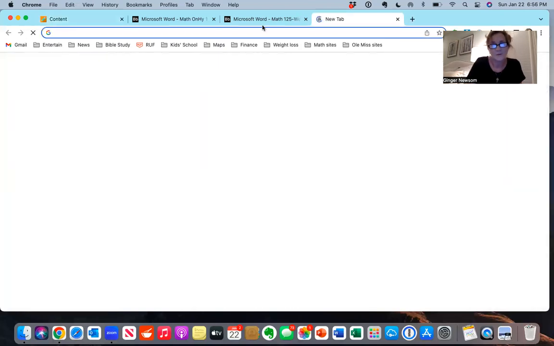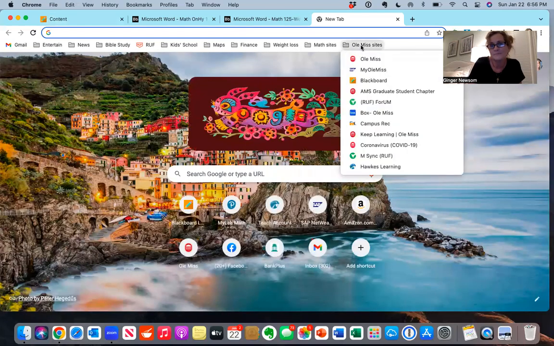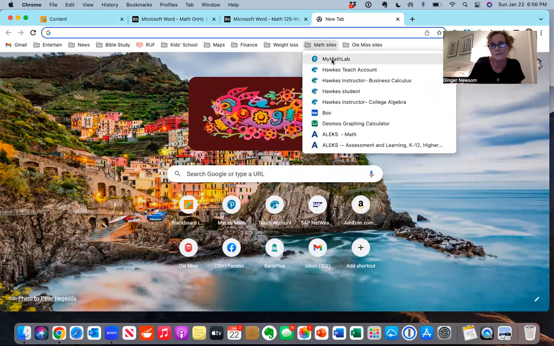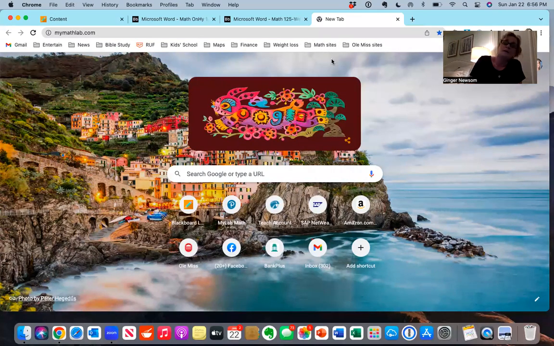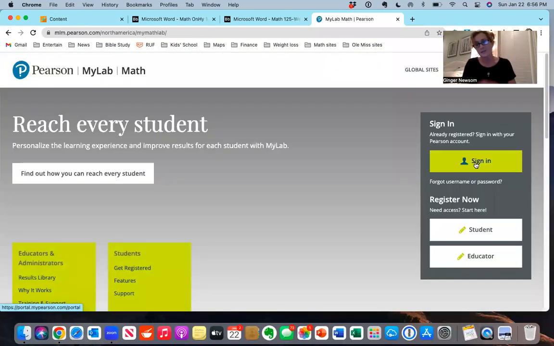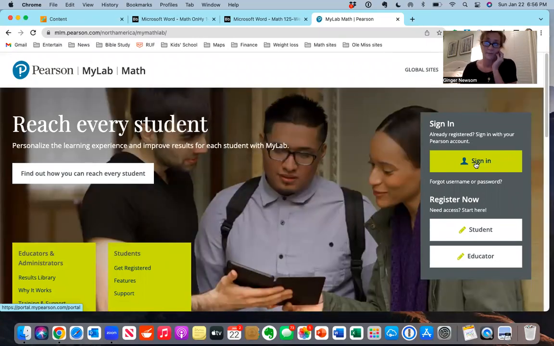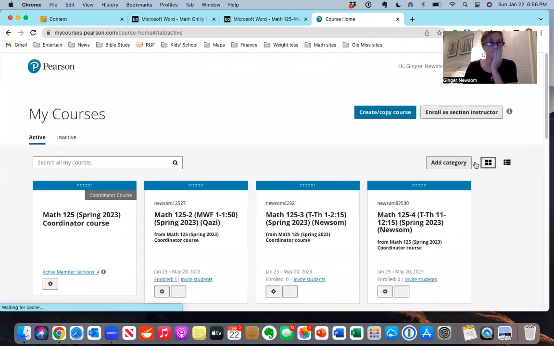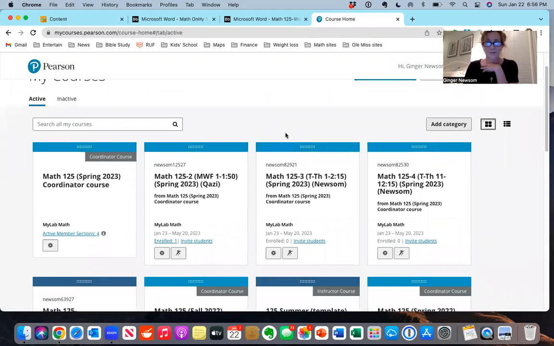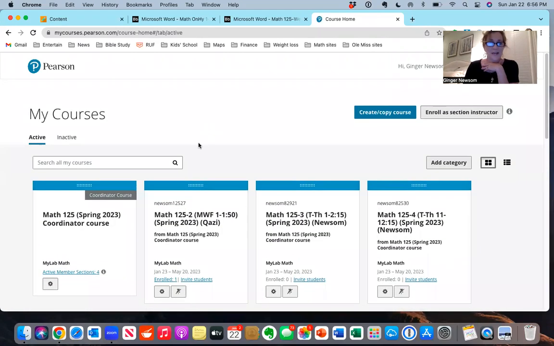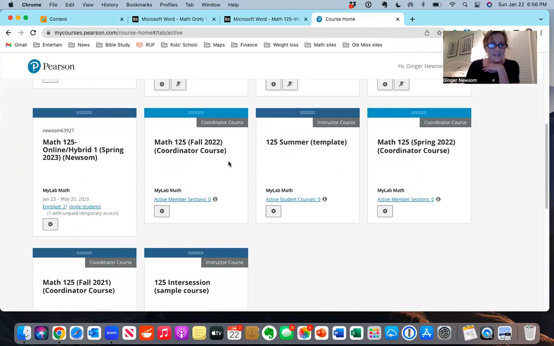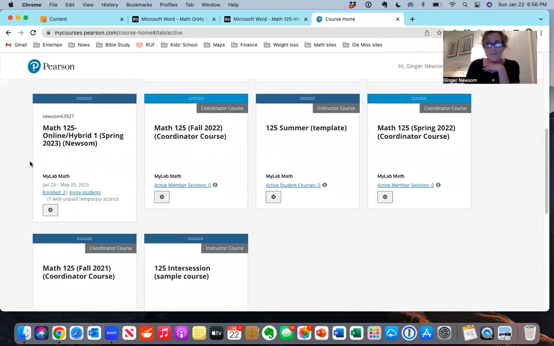Okay, so if you sign up for Pearson, it is MyMathLab. Let's see. So you might want to bookmark this because you will go to it a good bit. I should have logged in. So you'll have to set up an account. If you already have a Pearson account, then you can use the Pearson account you have, but they do want you to use your Ole Miss email. So once you have that, now, of course, mine looks a little different because I have a ton of classes, right? But let's see. This is ours right here, Math 125 online hybrid. Okay.